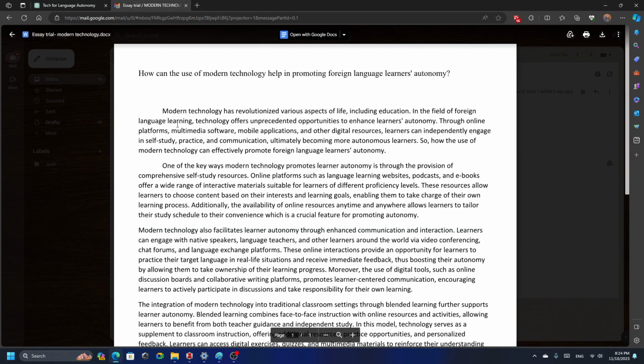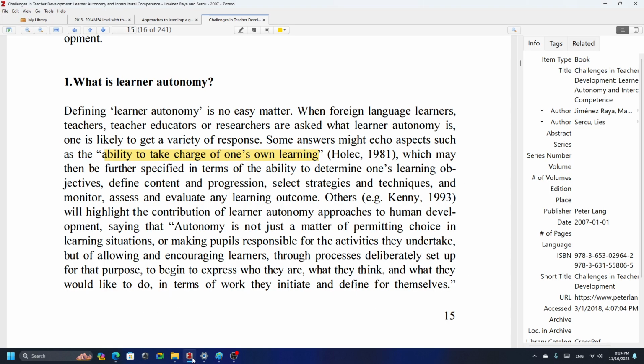For example, I would start with learner autonomy, saying that learner autonomy, or I change it with the definition, implicitly said that learners take charge of their own learning. Taken from this sentence: the ability of learners to take charge of their own learning is very important for an effective teaching and learning process, at least in this current age. I would start with this one. Then I move to technology.